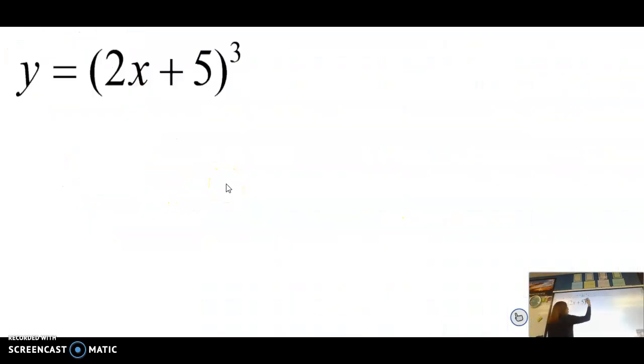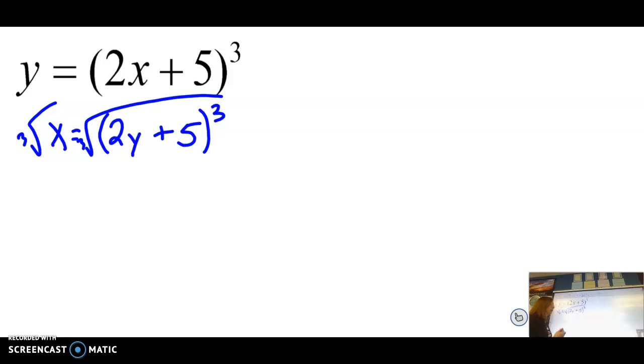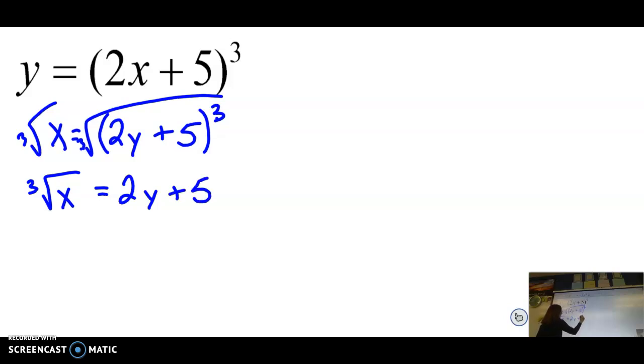In this case, it's a cubed function, but we always start inverses the same way. So I switch my x and my y. Now, because there's nothing on the outside of the cubed function, the first thing I need to do is take a cube root of both sides. But because when you take a cube root, a negative times a negative times a negative is just a negative. It's not positive or negative. You don't put plus or minus when you do a cube root or a fifth root or something like that. So the left side will simply be the cube root of x. And then on the right side, the cube root and the cube cancel out. So we're left with 2y plus 5.